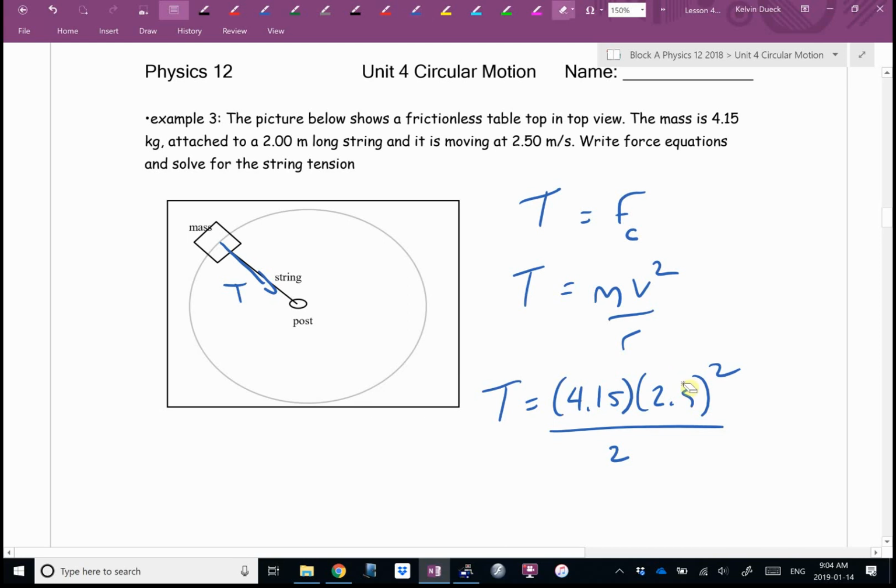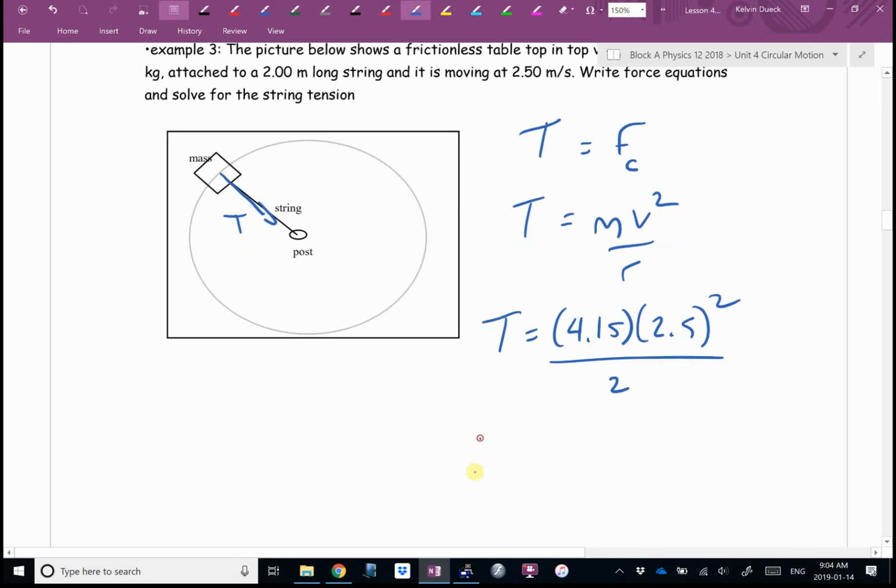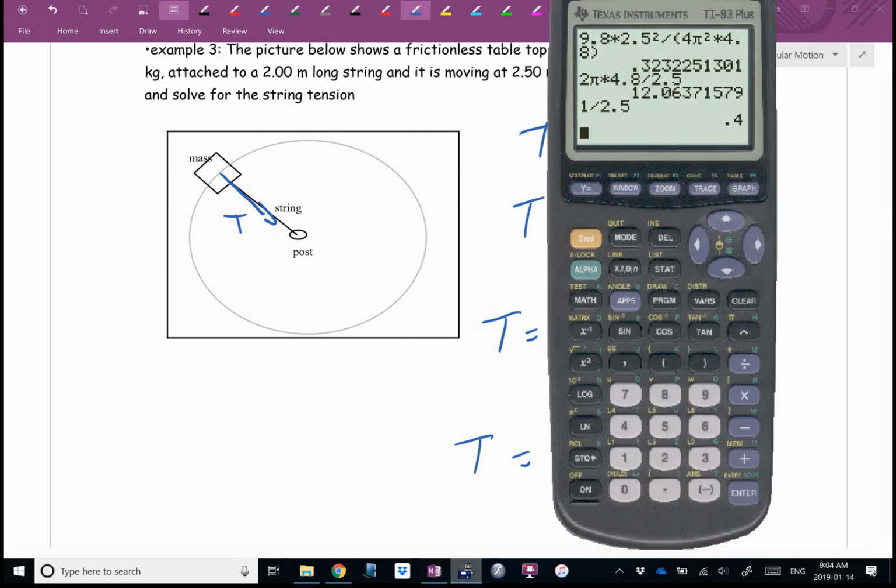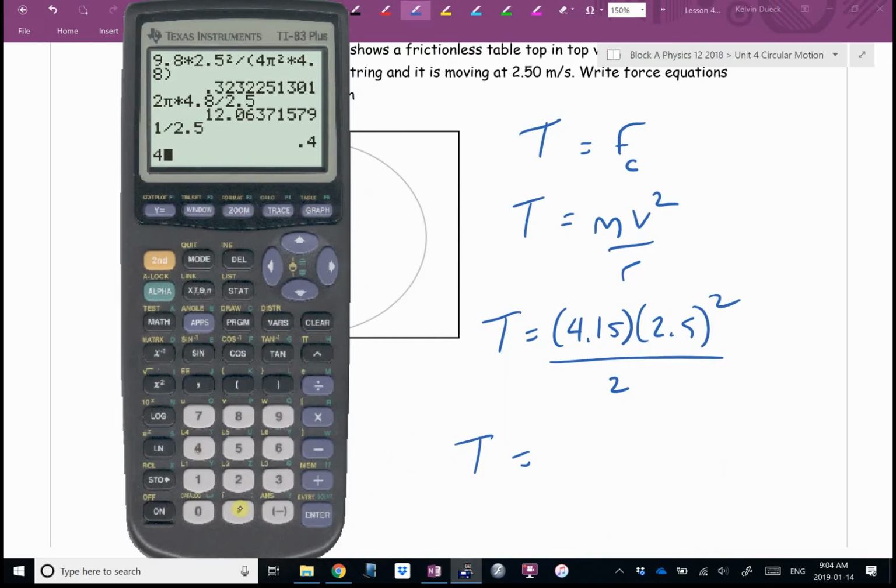Mateo, what if I went twice as fast? What would happen to the tension? Would it be twice as big, 4 times as big, half as big, or 1/4 as big? 4 times larger? Good, I knew you'd get the hang of that. Let it go, Mr. Dueck. You get 13.0?